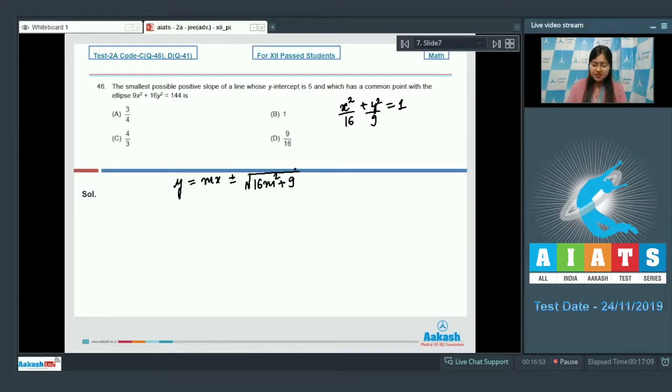Now it has been given that tangent has y-intercept 5, that is it is passing through the point 0, 5. So 5 square is equal to 16m square plus 9, which means that m square is equal to 1. Now it is talking about smallest positive slope. So positive slope is m equal to 1. So correct answer is option number B.